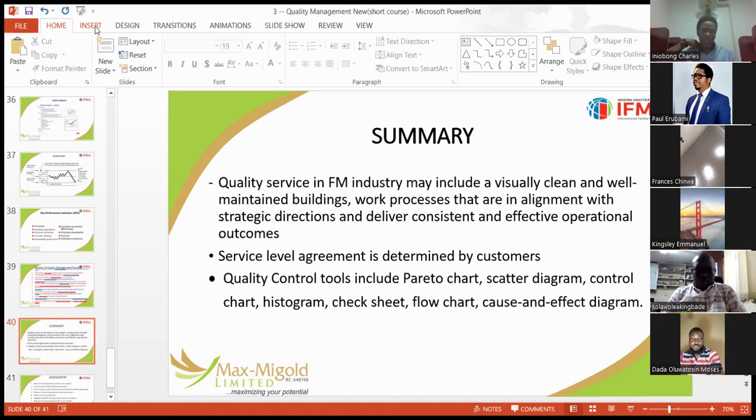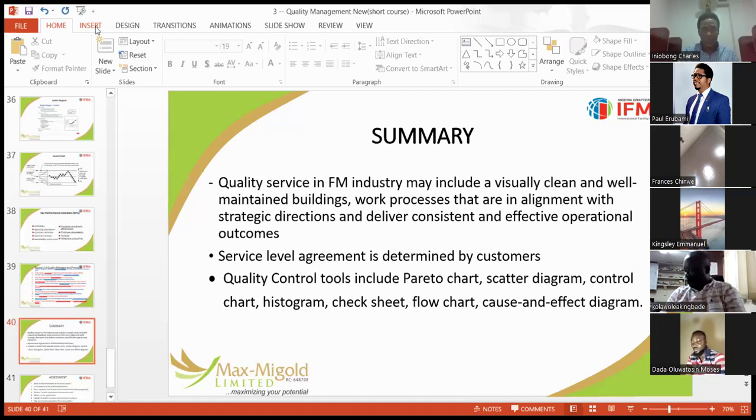So when you have a work process that aligns with strategic directions and delivers consistent and effective operational outcomes, that is, every time you are delivering, your outcome is as good as the one you delivered yesterday, then you are delivering quality. Then it says service level agreement is determined by customers. So service level agreement is determined by the customer.